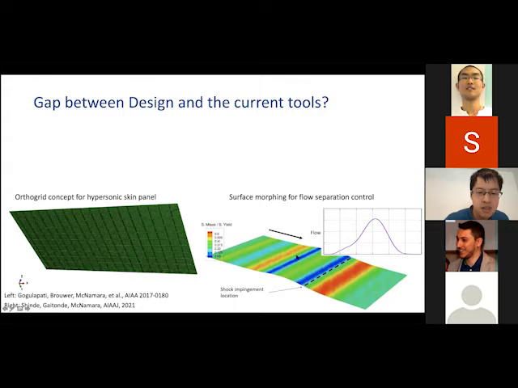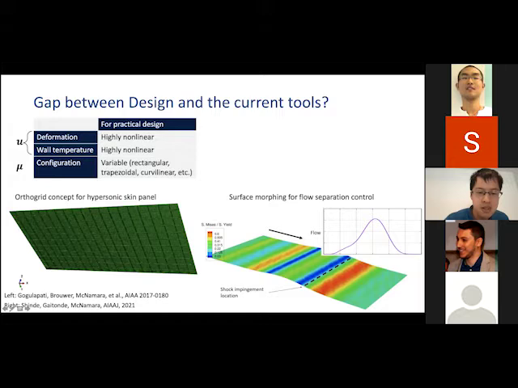Another example is on the lower right. The idea is that we have some shock impingement on the surface, and this causes flow separation, which is really adverse for the aerothermal environment for the structure. So some researchers have been figuring out how we can deform the surface a little bit so that we can eliminate the flow separation. And again, here you can see that we have highly nonlinear surface deformations. These are just another example of what we need here.